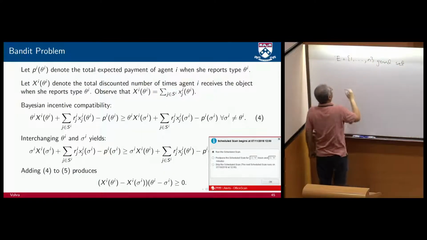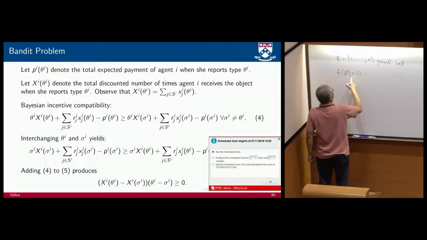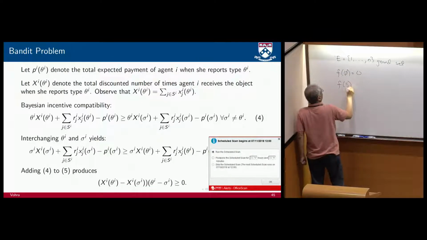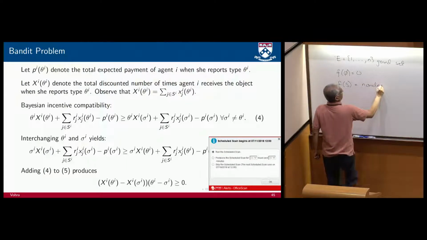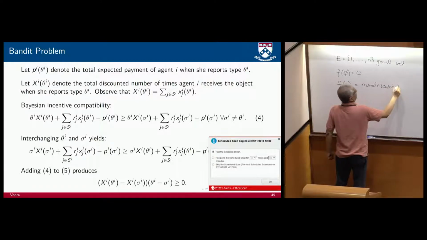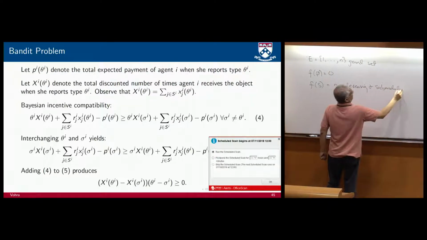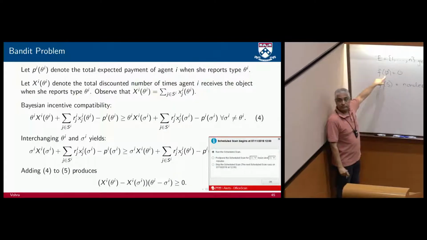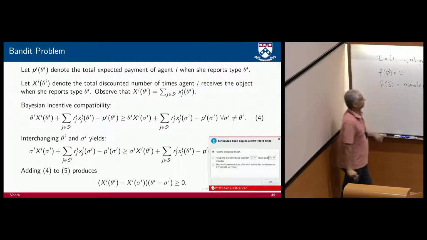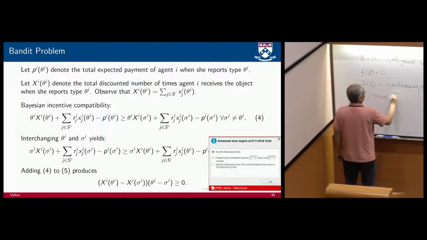So I have a ground set of elements. I have a function that is non-decreasing and submodular. So this makes the function non-negative because it's non-decreasing. And I'm interested in solving the following problem.